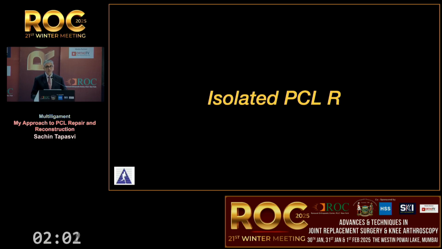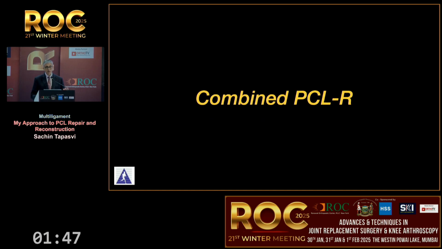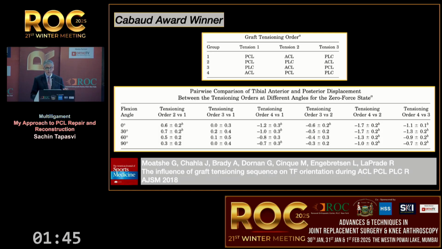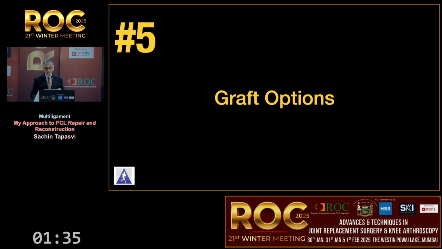What about graft tensioning patterns? If you're doing an isolated PCL and you're doing a single bundle, you have to fix it at 70 to 90 degrees of flexion. If you're doing a double bundle, you fix the AL bundle at 90 and you fix the PM bundle almost close to full extension. If you're doing a combined ACL PCL, I think it's really important that you should not tension the posterolateral corner first, but you should first tension the PCL, followed by the ACL and then the PLC.